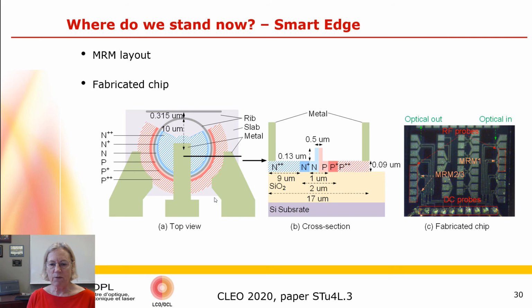So I said that I would come to where we stand now. What's the research that we've been doing? We've done some demonstrations for the Smart Edge. We did a microring modulator layout. We fabricated the chip, and in our CLEO 2020 paper, the reference is here, you'll be able to learn more in detail about these results. You can see here a photograph of the fabricated chip where we have multiple microring modulators for the demonstration.